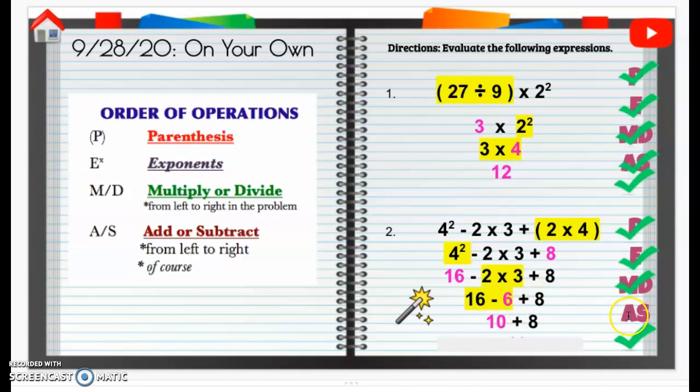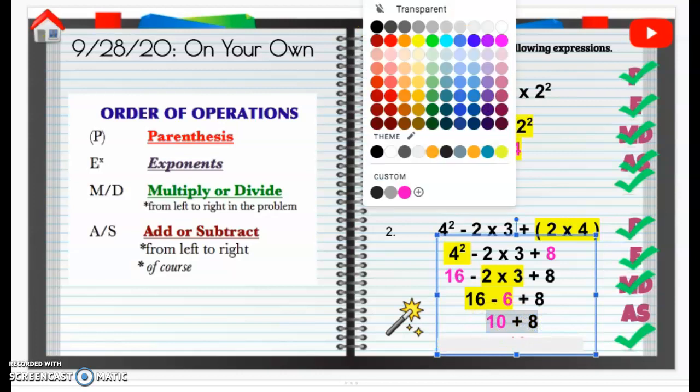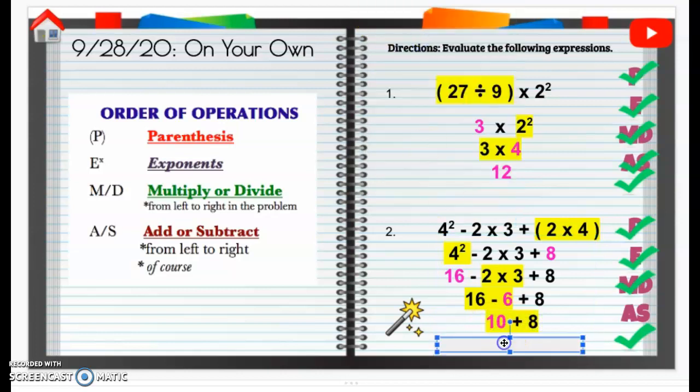So now, do we have any more addition or subtraction? Yes, we do. So we're going to go from left to right. There it is, 10 plus 8. So that 10 plus 8 is going to give us what? 18. Perfect. Do we have any more addition or subtraction? Nope. Do we have any more order of operations to do here? Nope. There's our answer. It is 18, and we have completed our order of operations.